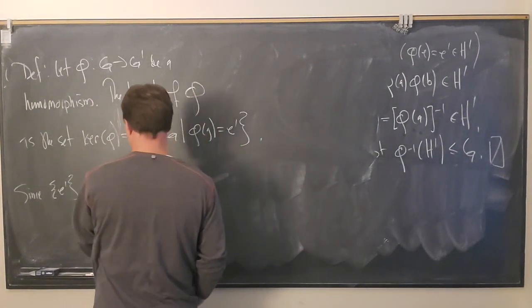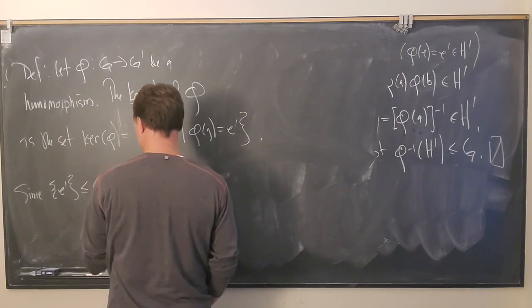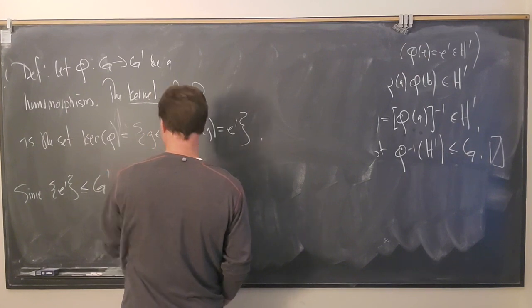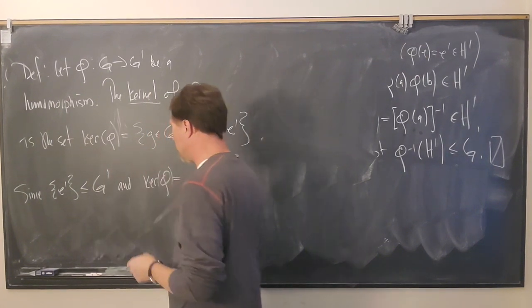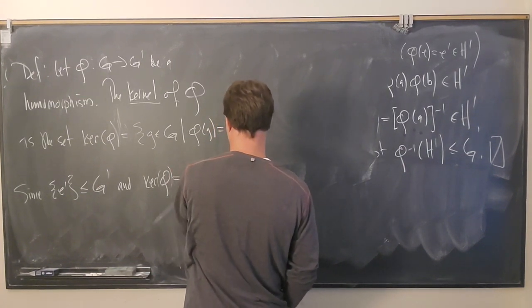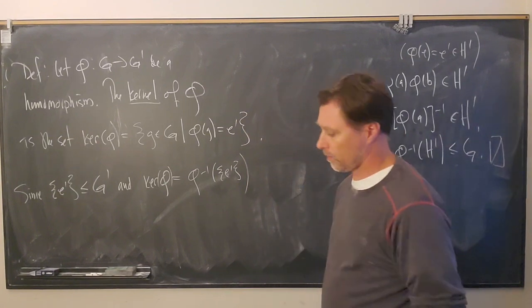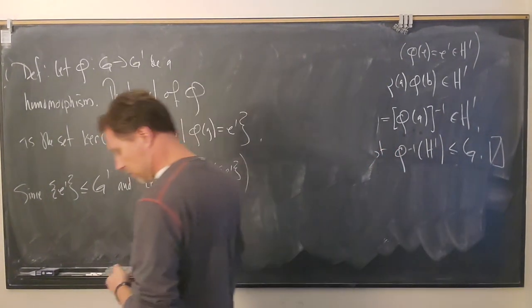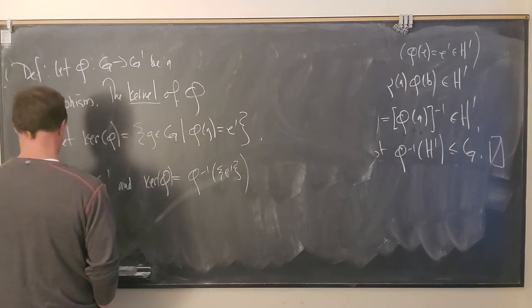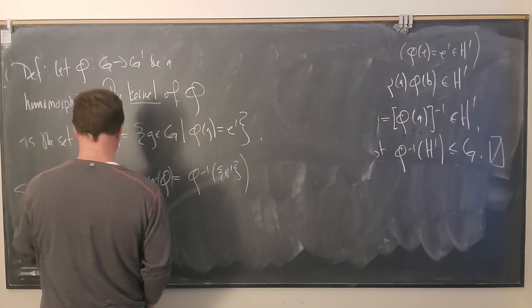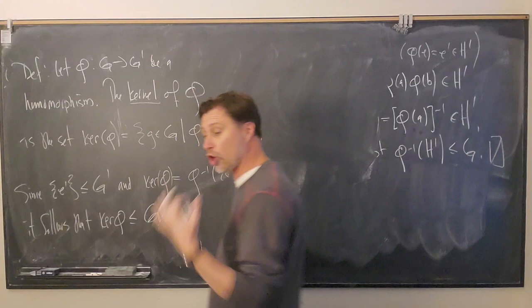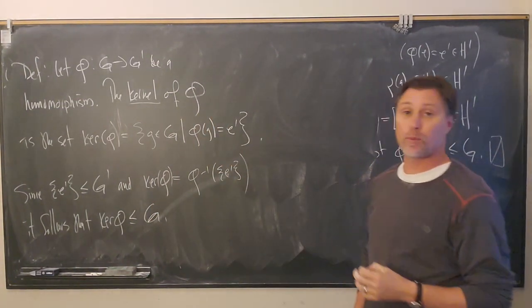And if you notice, the kernel of phi, essentially by definition, is equal to the inverse image of E prime. By our previous result, it follows that the kernel of phi is a subgroup of capital G. So the kernel of a homomorphism is always a subgroup of the domain.